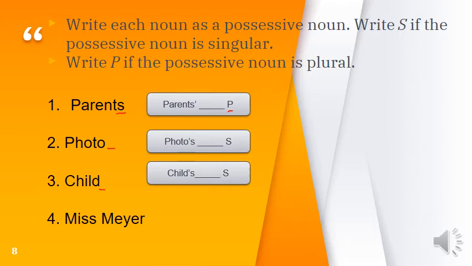Miss Mayer. Of course, I have here the title and then the proper noun. So which word should I add the apostrophe S to? I add it to the last one. Okay, so it will be Miss Mayer's. I have here an apostrophe S because there is no S, and it is singular.